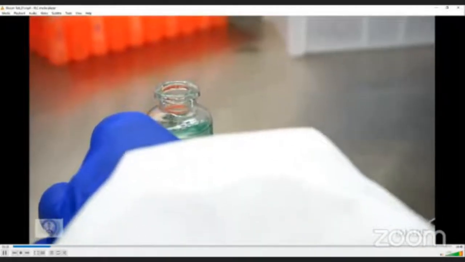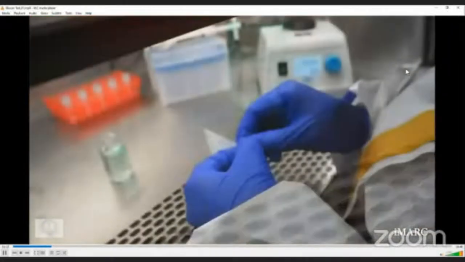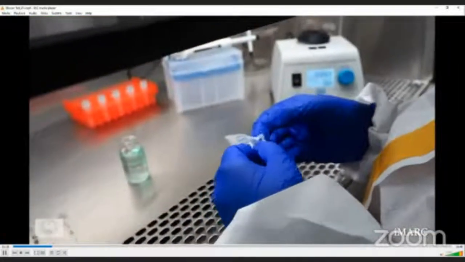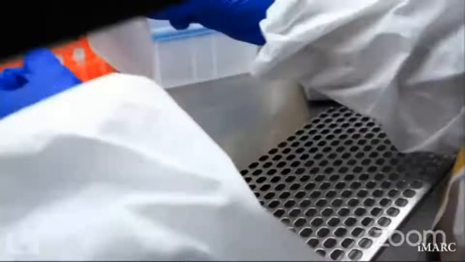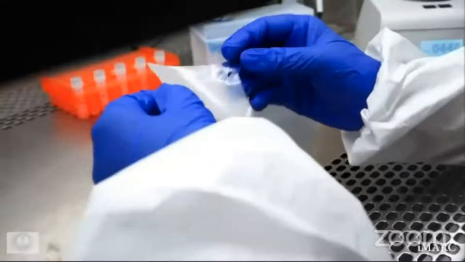Always wear nitrile gloves. Do not use reagents beyond their expiry date. Serum samples should be placed outside the hood. Once they come down to room temperature, only then transfer them carefully to the microtube.